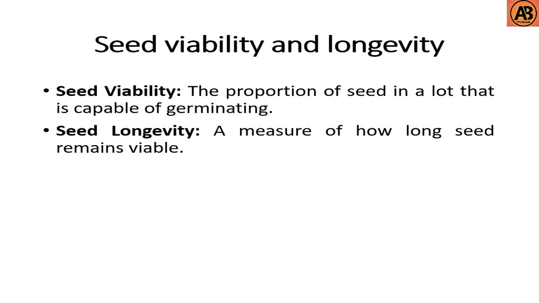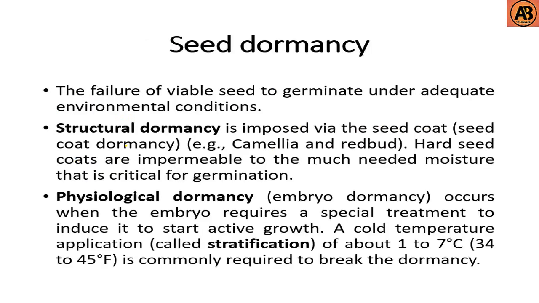In this video we'll learn about seed viability, longevity and seed dormancy. Seed viability is the proportion of seed in a lot that is capable of germinating, and seed longevity is the measure of how long seed remains viable. Then seed dormancy. Seed dormancy means the failure of viable seed to germinate under adequate environmental conditions.